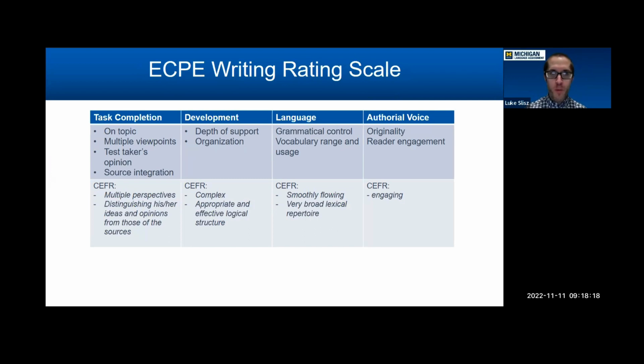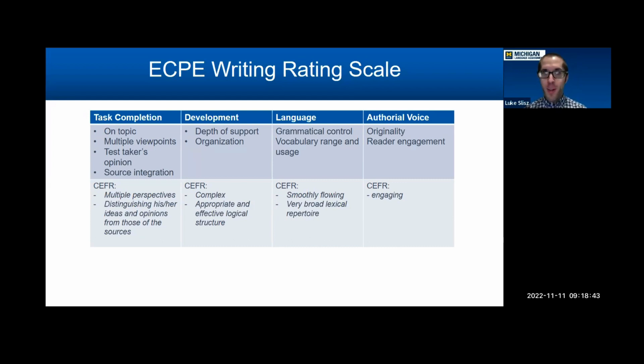There should be multiple viewpoints represented in there, including the test taker's own opinion. And then the sources that are included in the prompt should also be integrated in a way that successfully expands upon the argument the student is making. So that clearly relates back to the CEFR descriptors of being able to evaluate multiple perspectives and to distinguish the student's own opinion from the other ones in the sources.